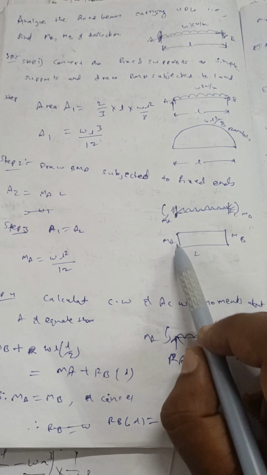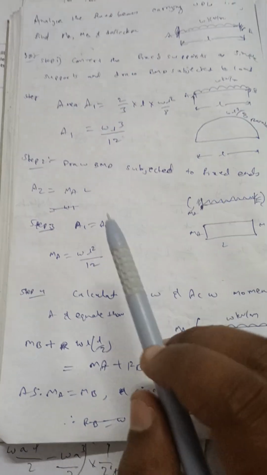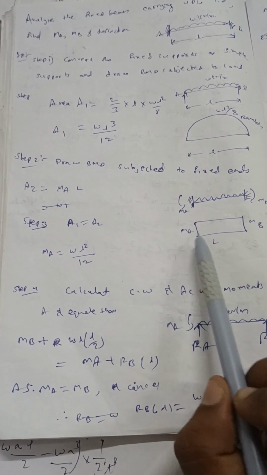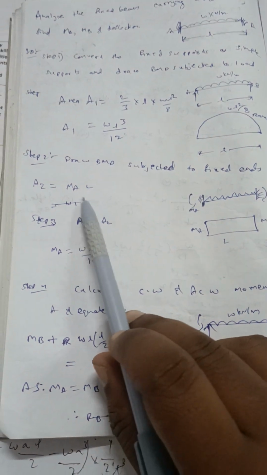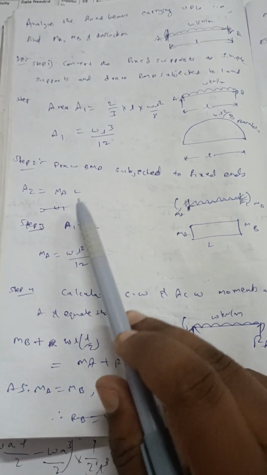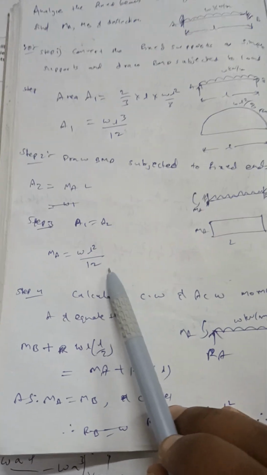As it is symmetric, MA equal to MB. Okay, now area A2, length into breadth, L into MA I am taking. MB also I can take, L into MA. So in step 3, equating the areas, A1 equal to A2. So when I equate, I will get MA equal to WL square by 12.